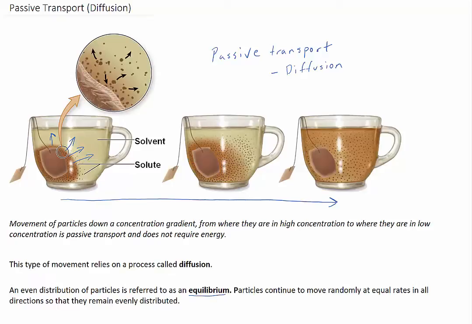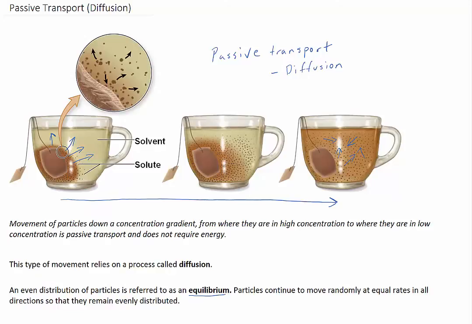This does not mean that the particles stop moving. In fact, they continue to move randomly at equal rates in all directions, so that they remain evenly distributed and at equilibrium. So in our final cup of tea here, these particles are not staying still. They're constantly moving randomly in all directions so that the tea remains a consistent colour.